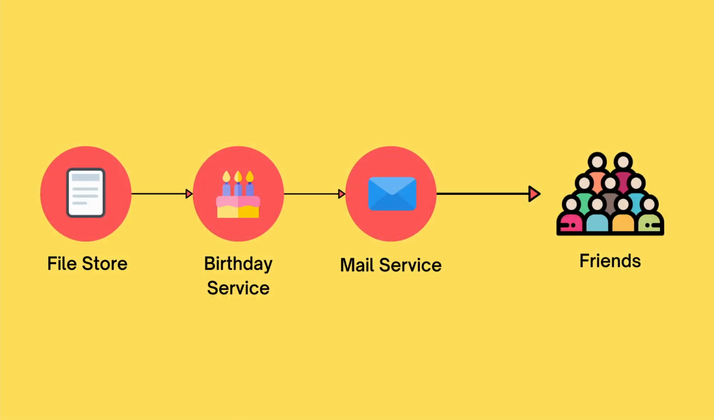Essentially, we will have three units like this. First, some file store which will read the file and return the list of friends from it. Second, a birthday service which will get the friends list from the file store and sort out the friends whom we want to send a birthday email. Third, some mail service which will actually send the email to our friends. So with this approach, let's start coding with TDD.